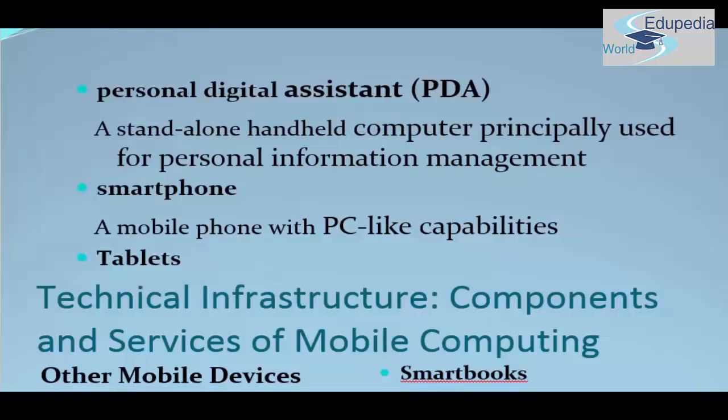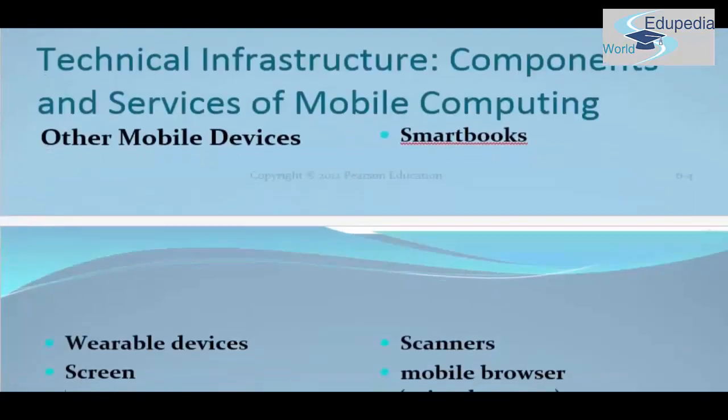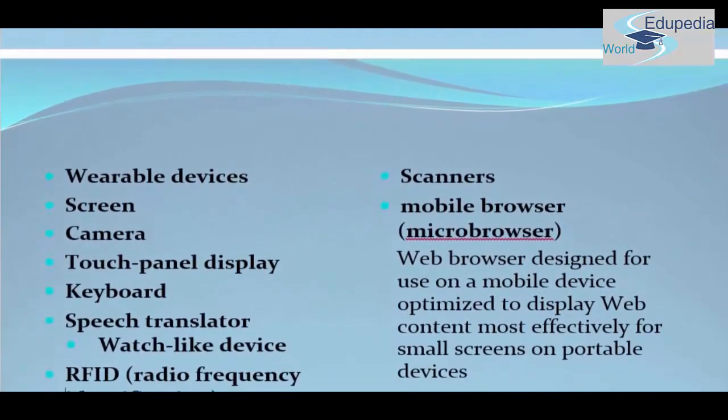Okay, smartphone, a mobile phone with PC-like capabilities. Tablets, it's the same thing as PDA. There are several kinds of PDA. Smartphones and tablets are a type of PDA. Technical infrastructure components and services of mobile computing, other mobile devices and smartphone.